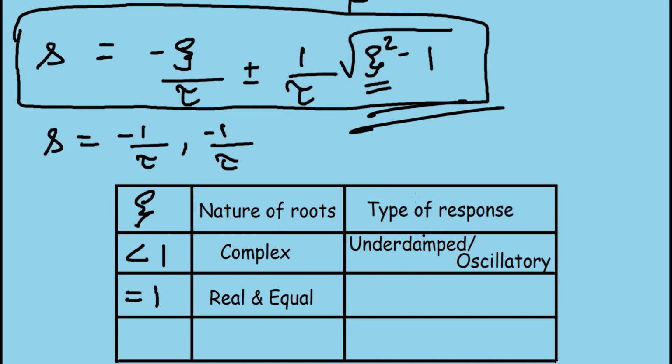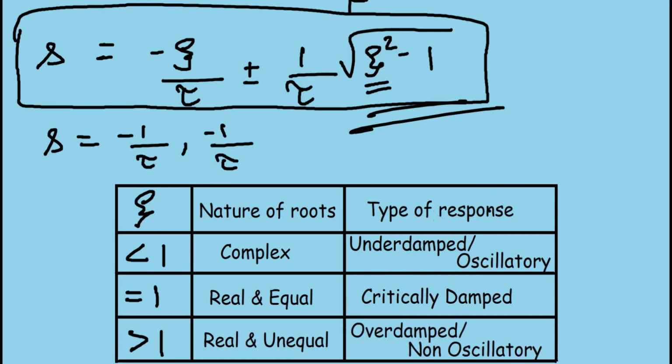So at last what we have is when zeta is greater than 1. When zeta is greater than 1, the nature of the root will be real and unequal. And what is the type of response? The type of response is overdamped or non-oscillatory. So now what do these responses mean? That is underdamped, oscillatory, critically damped, overdamped, non-oscillatory. What does this mean? To understand all this, we will see this graph.